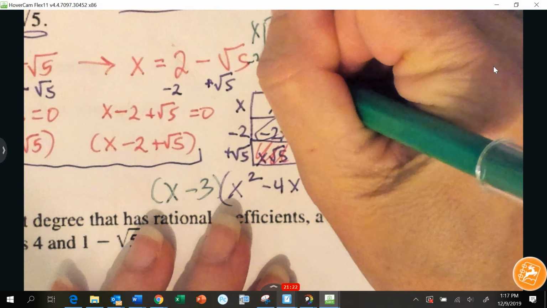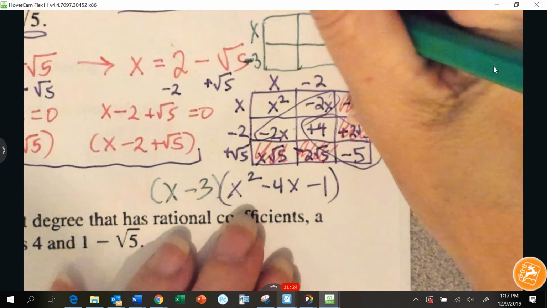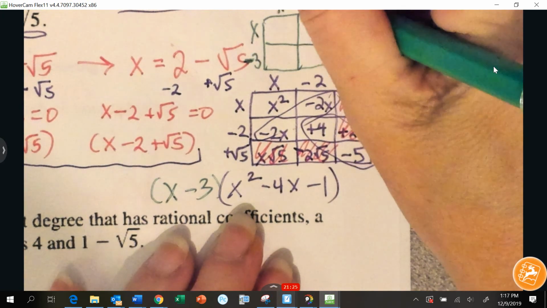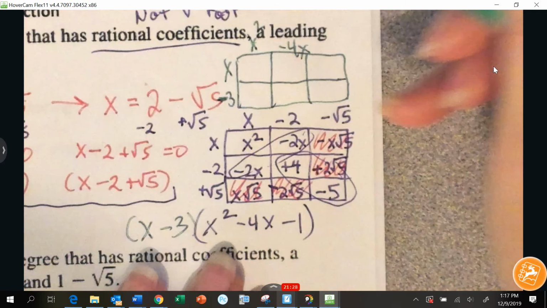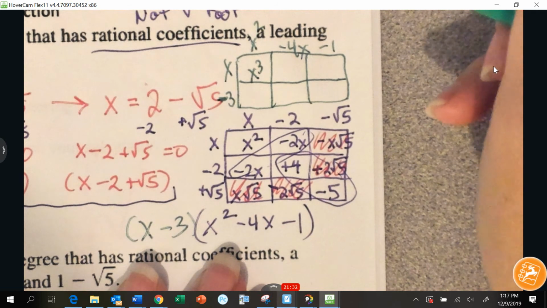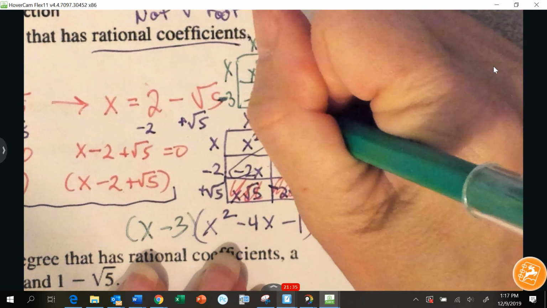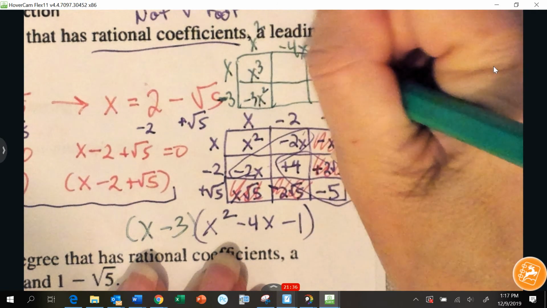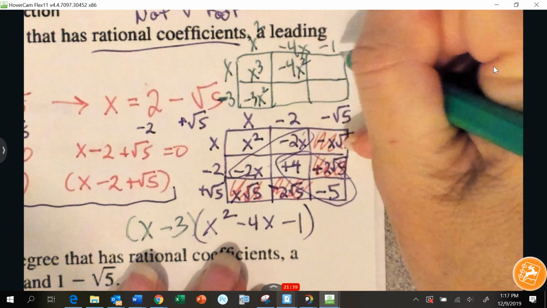So we got x minus 3 and x squared minus 4x minus 1. So I have x cubed minus 3x squared plus 4x squared.